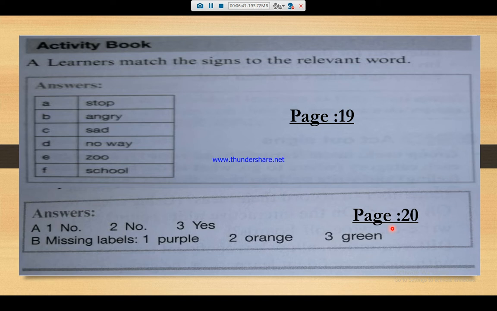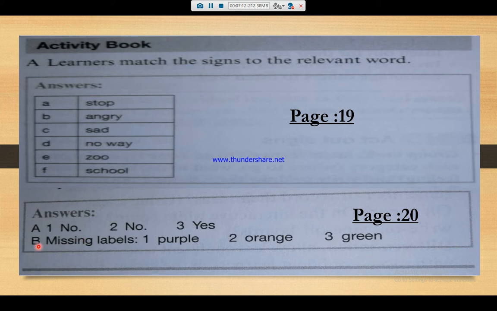So exercise letter A, write yes or no. Number 1, you mix red and yellow to make blue. No, it's not right. Number 2, you mix blue and red to make yellow. No, it's not true. Number 3, you mix yellow and blue to make green. Yes, it's right. So number 1 is no, number 2 is no, number 3 is yes.